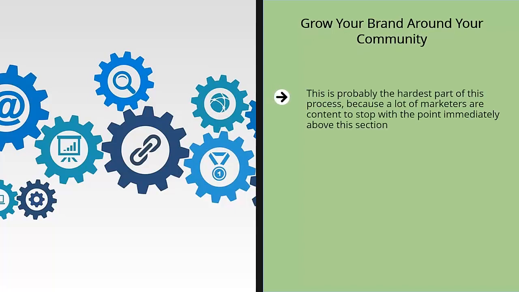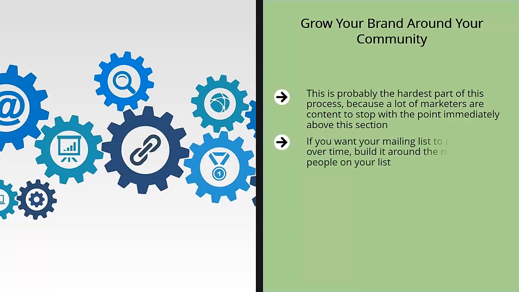This is probably the hardest part of this process because a lot of marketers are content to stop at the point immediately above this section. But if you truly want to take your brand to the next level, evolve your brand around your fan base instead of the other way around. This is the secret to sustainable brand power.